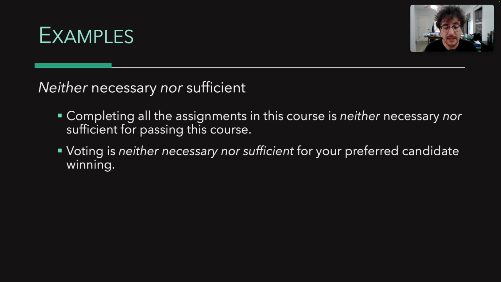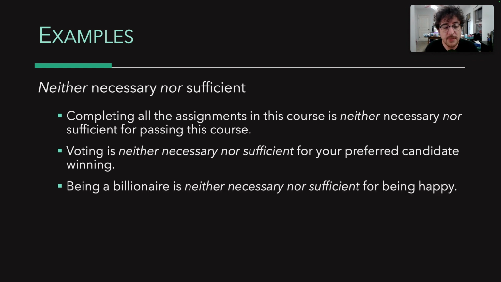Similarly, voting is neither necessary nor sufficient for your preferred candidate winning. You might go out and vote and the other person might still win because more people voted for the other person. Or you might stay home and not vote and the person you wanted to win still wins because the other people voted for them. Similarly, being a billionaire is neither necessary nor sufficient for being happy. You don't need to be a billionaire to be happy. There are lots of people who are not billionaires that still live very happy lives. Moreover, being a billionaire doesn't guarantee that you're going to live a happy life. You could be a billionaire and still be completely miserable and depressed.